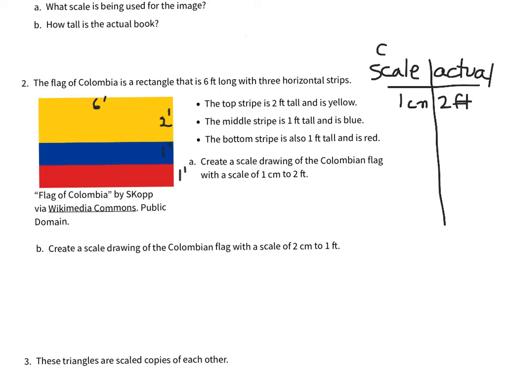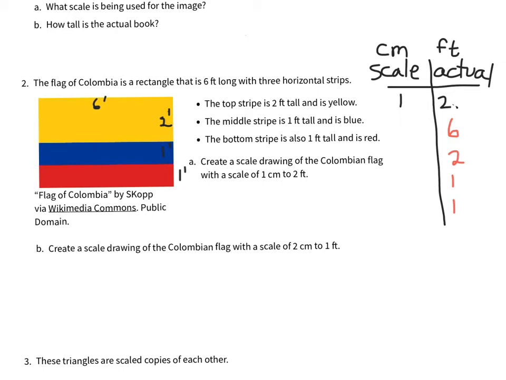Or maybe I could write the units up at the top. 1 centimeter to 2 feet. So here's what I know. In the actual flag, the length is 6 feet. And then the yellow stripe is 2 feet. The blue stripe is 1 foot. And the red stripe is 1 foot.